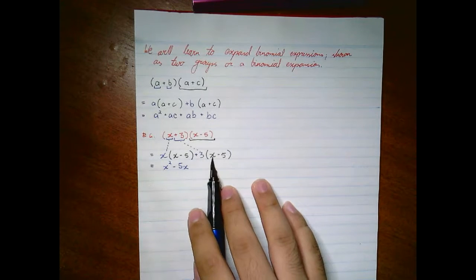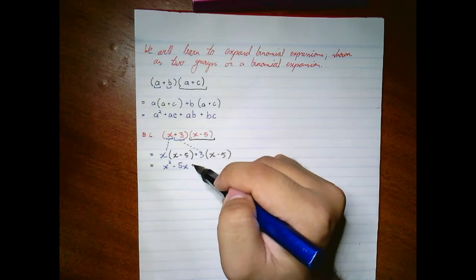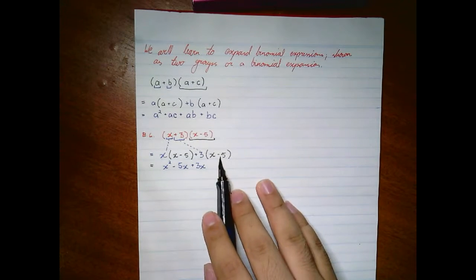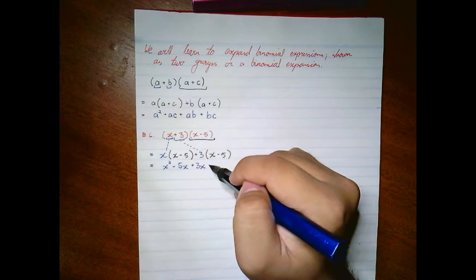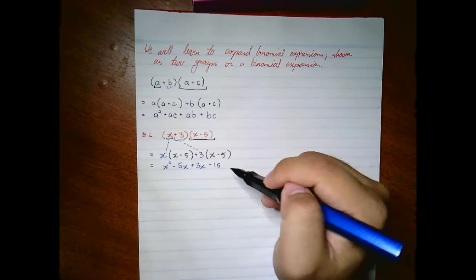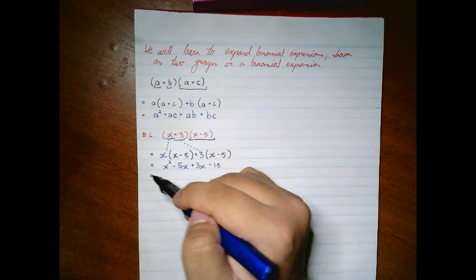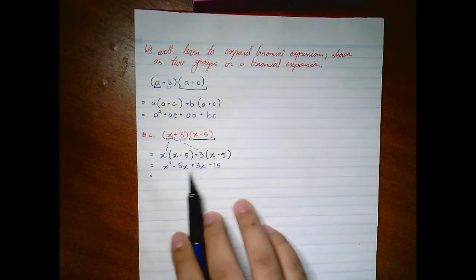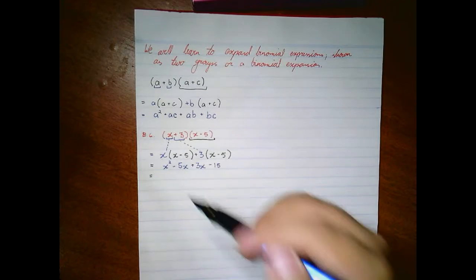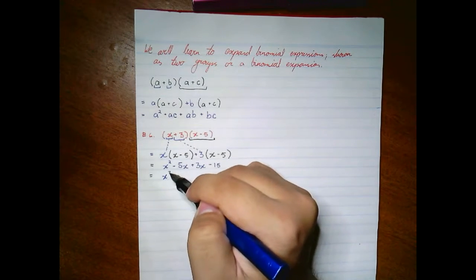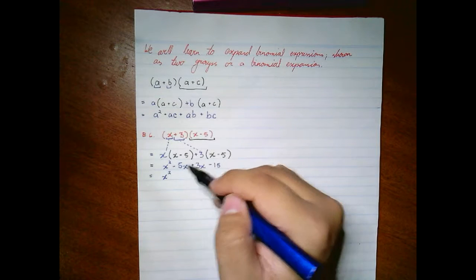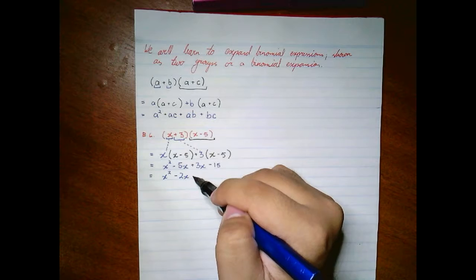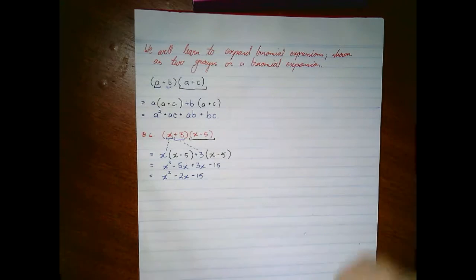Positive 3 times x is plus 3x, and 3 times negative 5 is negative 15. Which will give us these two numbers in the middle, x and x, are like terms. So that's going to be x squared. Negative 5 plus 3 is negative 2x, minus 15.